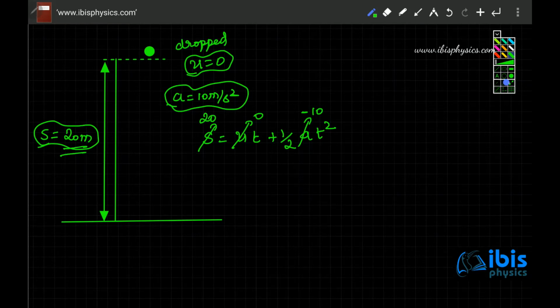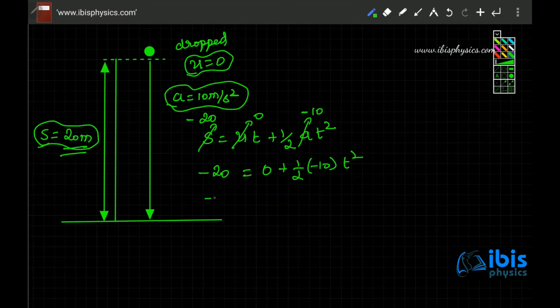Displacement is also from the top to the bottom, so it takes place in the downward direction, because the final point is below and the initial point is above. So this is also minus. So minus 20 equal to 0 plus half into minus 10 into t square. Minus 20 equal to minus 10 by 2 into t square, because 0 is there.